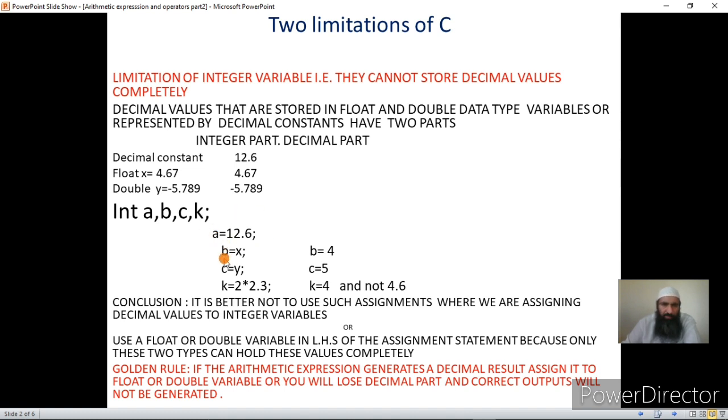Now if I try to say b is equal to x, and x has been defined as a float and has a value 4.67 initialized to it. Now b equal to x is equal to b equal to 4.67. Now the 0.67 part cannot be retained by b because it's an integer, so b will be having only 4.